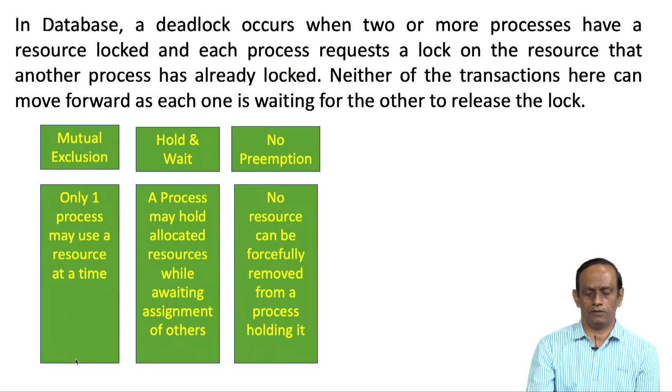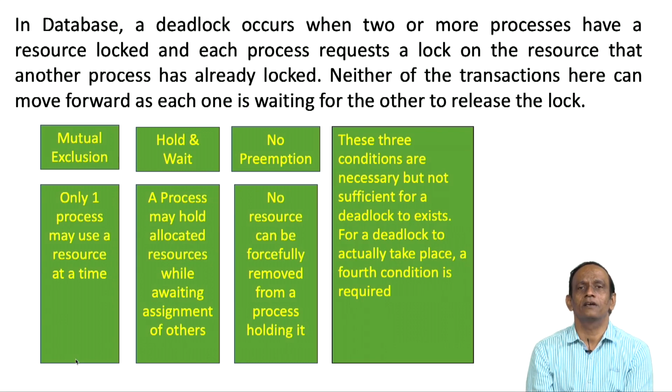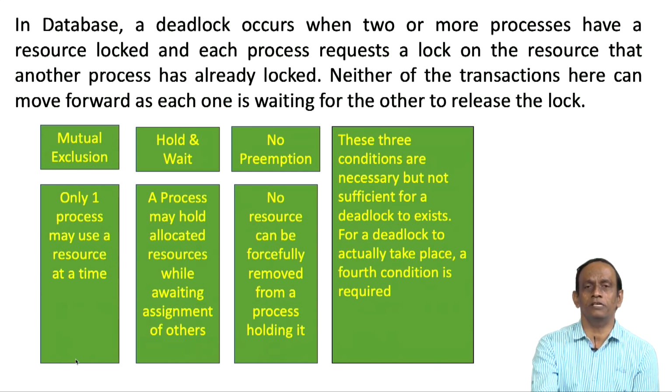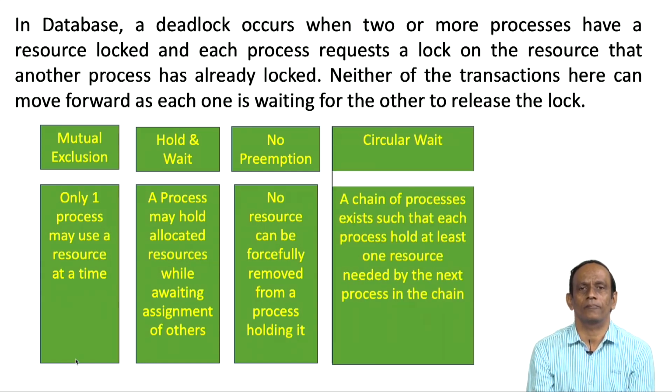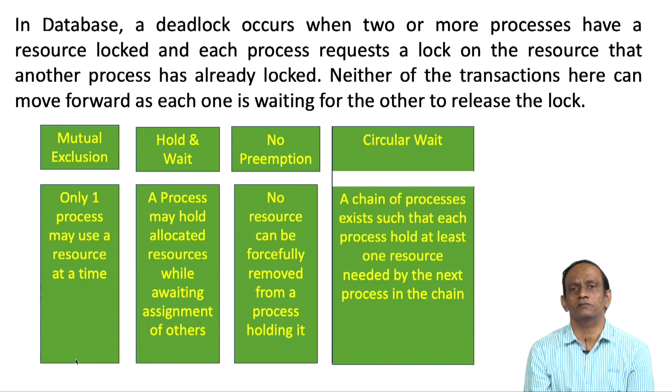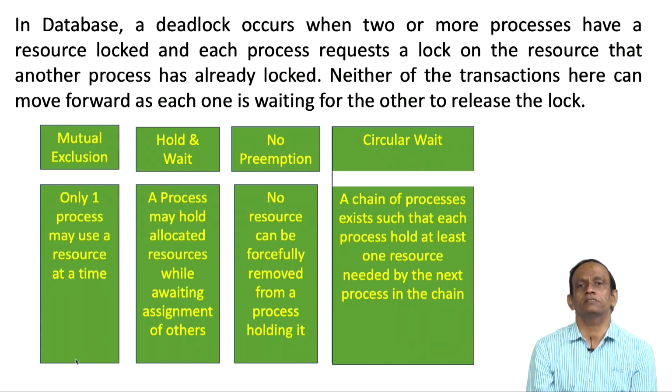Now, these three conditions are necessary but not sufficient for a deadlock to exist. If we want a deadlock to take place, then the fourth condition is always required, and that fourth condition is circular wait. This circular wait is a chain of processes such that each process holds at least one resource needed by the next process in the chain.